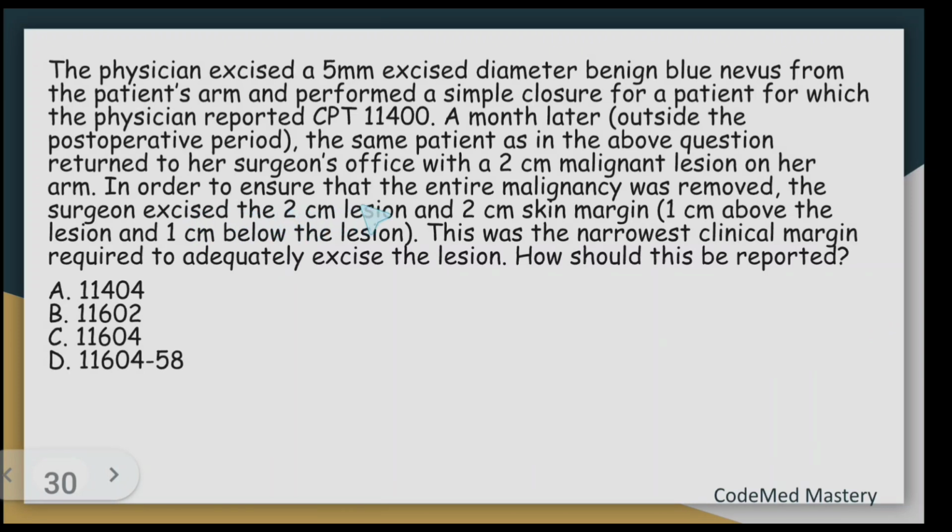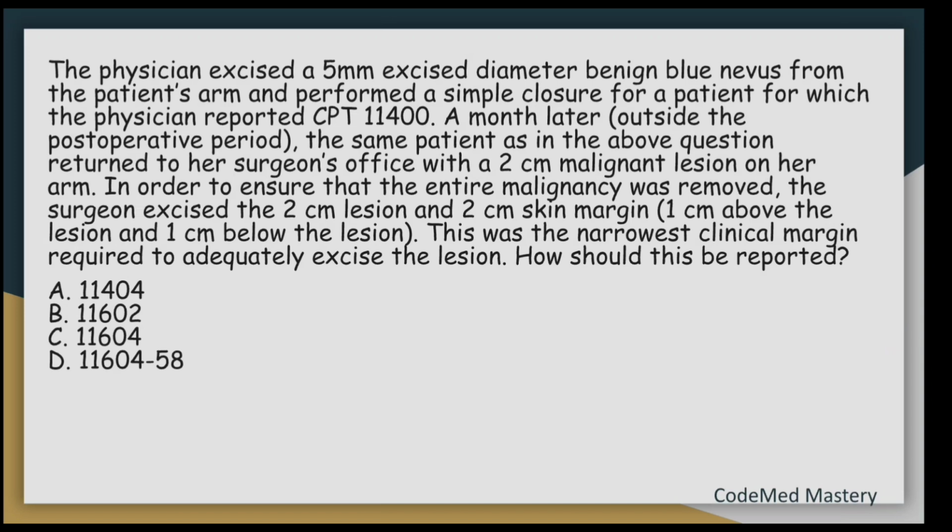In order to ensure that the entire malignancy was removed, the surgeon excised the 2 cm lesion and 2 cm skin margin, 1 cm above the lesion and 1 cm below the lesion. This was the narrowest clinical margin required to adequately excise the lesion. How should this be reported? Okay, we'll check the options.